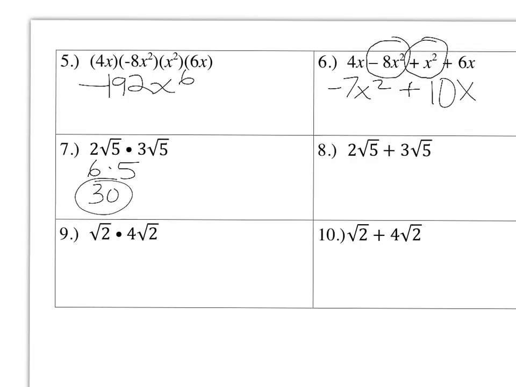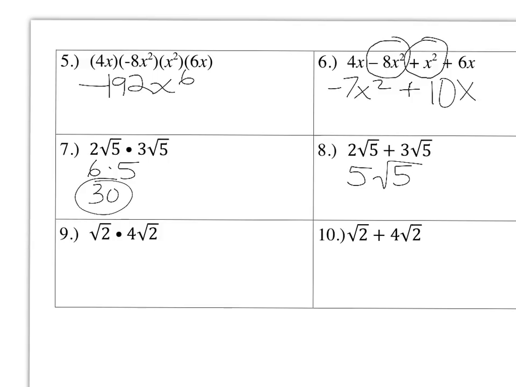Now for number 8, now that we're adding them together, listen to how I say this out loud. In this question, I have 2 radical 5s plus 3 radical 5s. So the way you want to think about that is, well, how many radical 5s are there? The radical 5 is like your variable. It's like their like term. Since there's 2 radical 5s and there's 3 radical 5s, that combines to make 5 radical 5s.